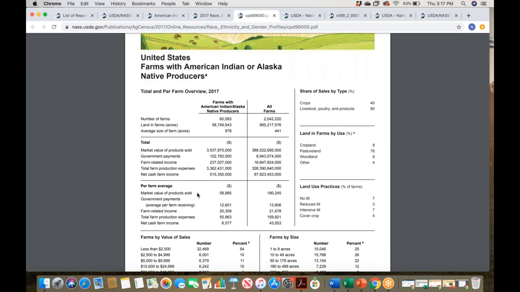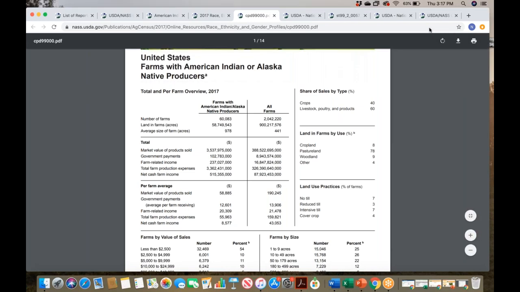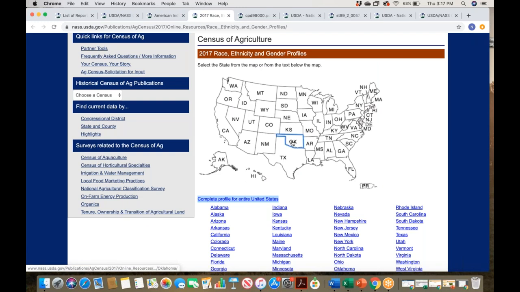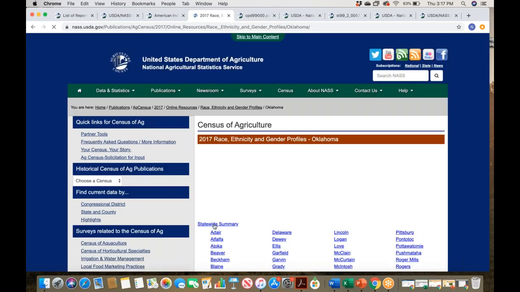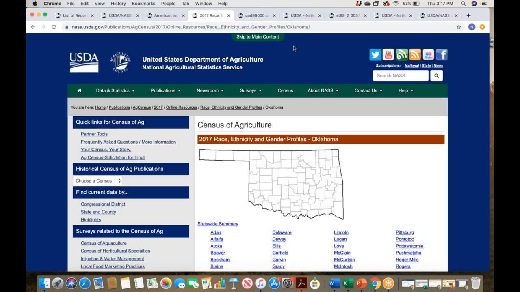Something interesting to think about: farms with American Indian Alaska Native producers are twice as big, but have a lot less net cash farm income. So I won't draw any conclusions here, but just look into that and look into it for your specific area. You could drill in on Oklahoma and see how the state compares to the average overall in the country.